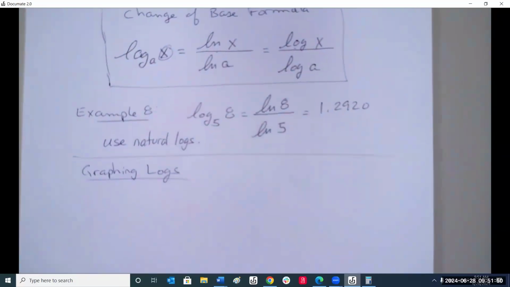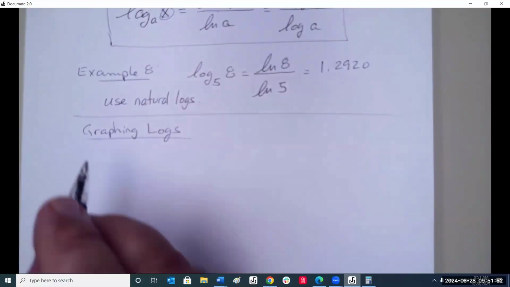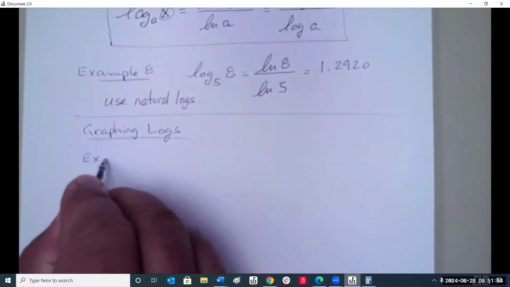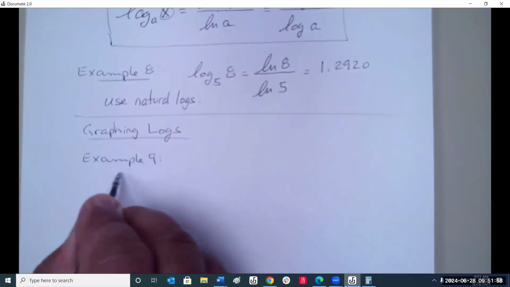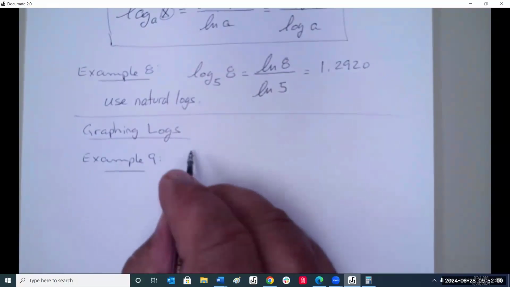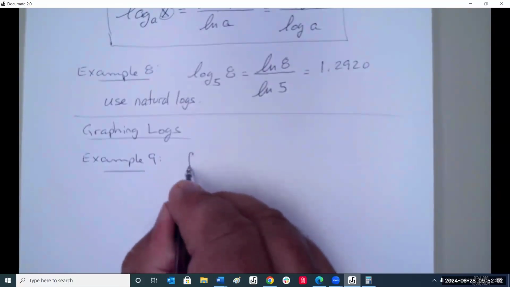Graphing logs. Example 9. Graph this function.